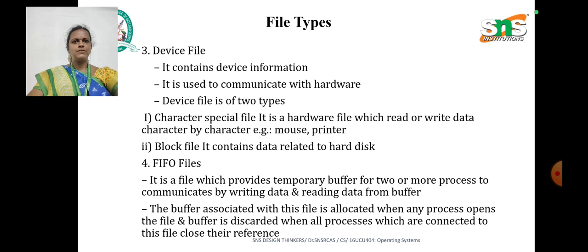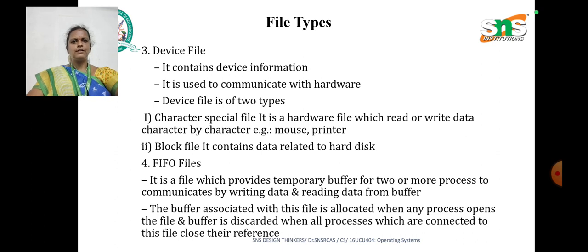Third one is device file. It contains device information. It is used to communicate with hardware. Device file is of two types. Character special file, that is, a hardware file which reads or writes data character by character, for example mouse or printer. Next one is block file. It contains data related to the hard disk.